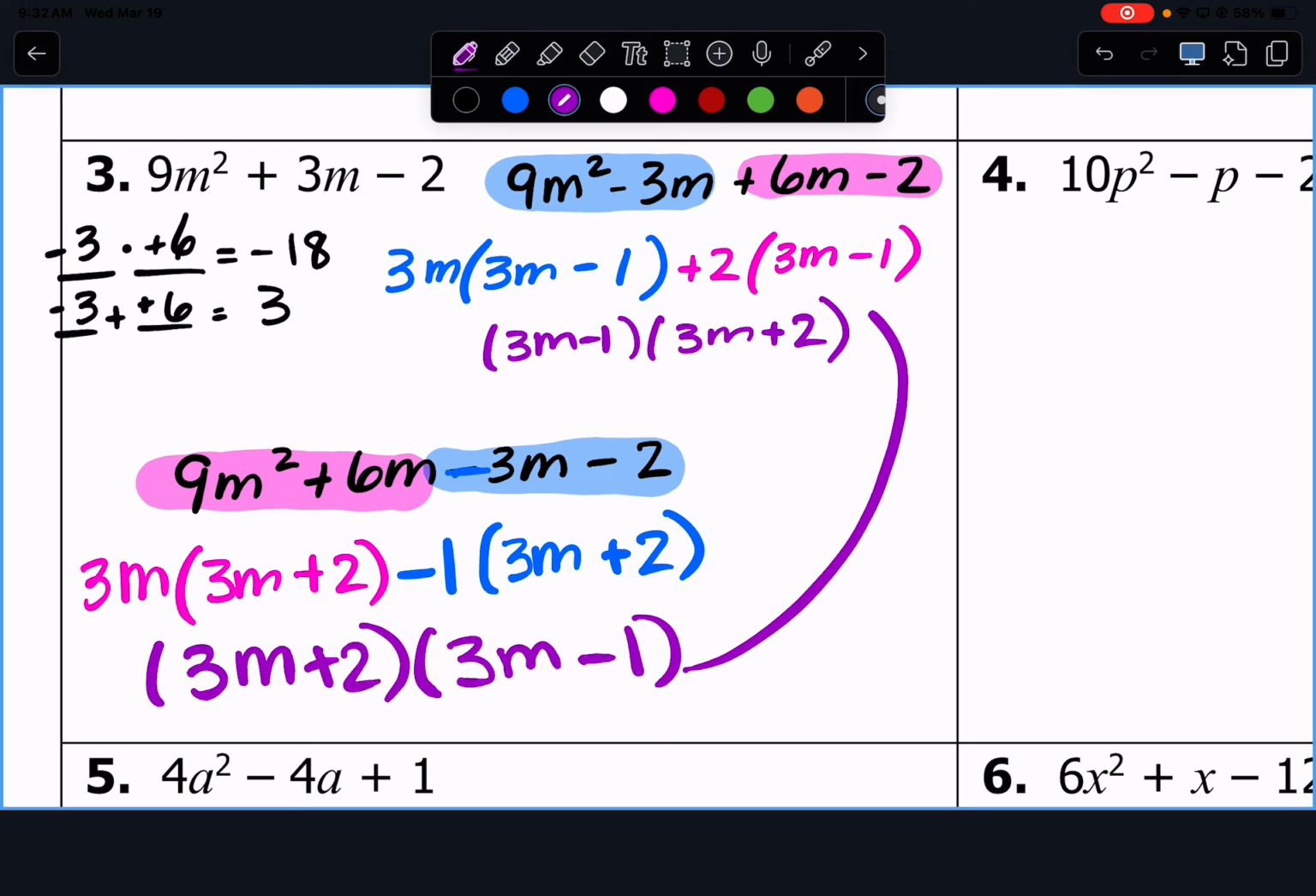It's just we're going to get it in different orders. And I do not care the order the answer is in. As long as you have both parentheses, you're good to go.